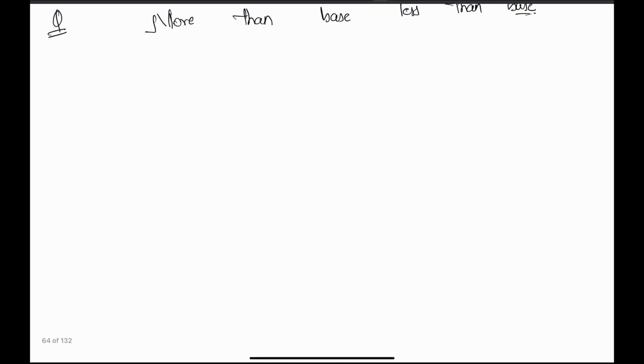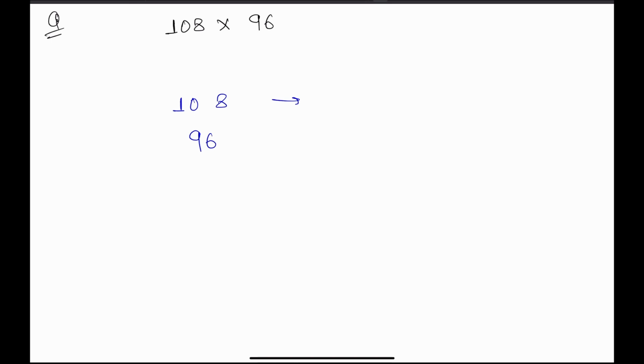Take a question where one number is more than the base and one is less than the base. We are not doing this with this concept yet. Let's just try to solve it now. So first question we can take. Again, let's just take 108 into 96. Okay, so our approach: 108, 96. This is plus 8, this is minus 4.